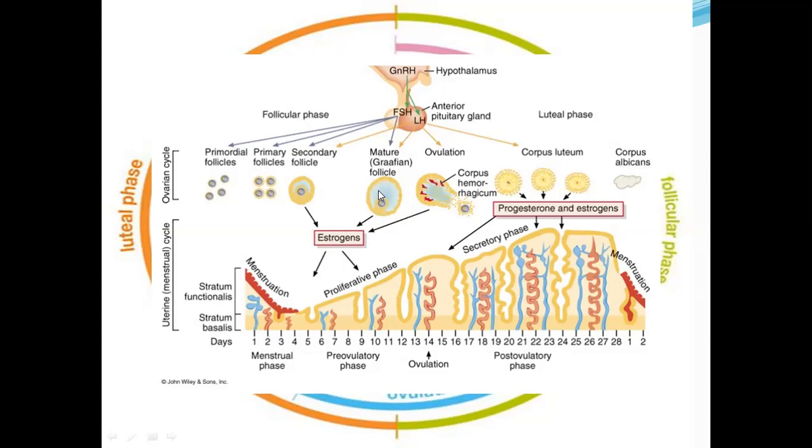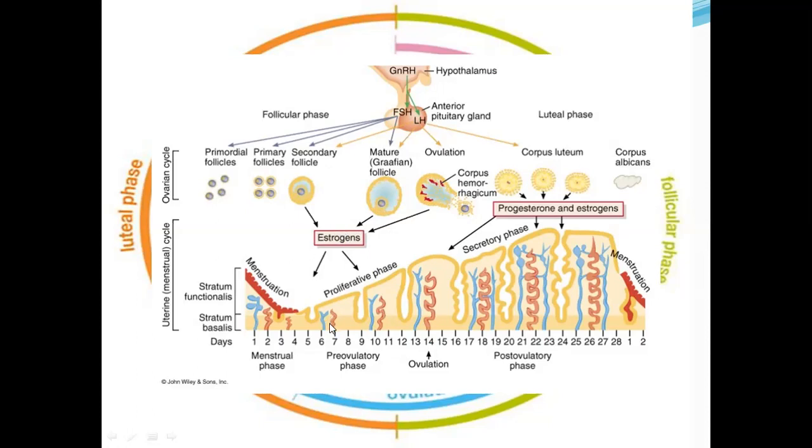The Graafian follicle will also produce estrogen. The secondary follicle is already producing estrogen. So it means even as the secondary follicle becomes more mature, it is still producing estrogen hormone. This estrogen hormone actually acts on the uterus lining and makes the uterus lining thick.